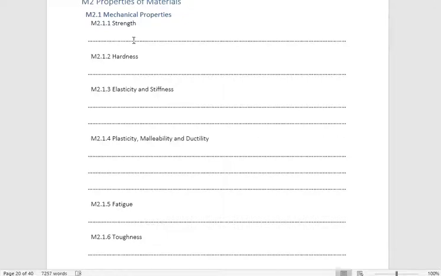Okay, so an answer is that it can't break easily. That's a really good answer, but it's not good enough for an engineering answer. The answer that Copeland gives is the ability to withstand load, but I want to go a little bit further. I want to say it's the ability to withstand stress.